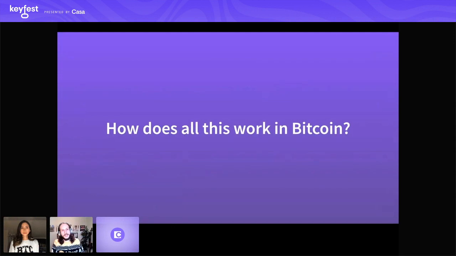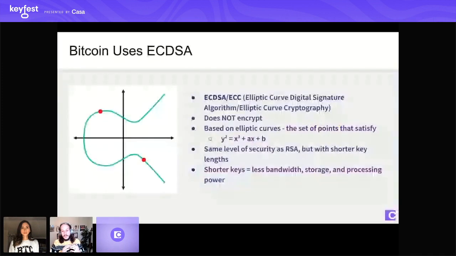Now that we've learned a little bit about encryption, digital signatures, hashing, and some of the popular ones that are out there, let's jump into the specifics on how Bitcoin really uses these concepts and brings them together. When we are sending Bitcoin, when we're doing transactions, what we're really doing is we're signing things. We're digitally signing them with our private keys. And Bitcoin uses a digital signing algorithm called ECDSA. It's elliptic curve cryptography.